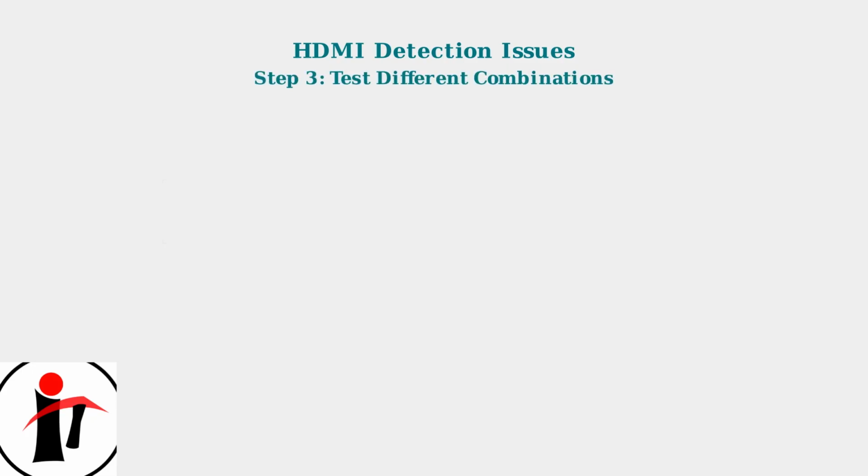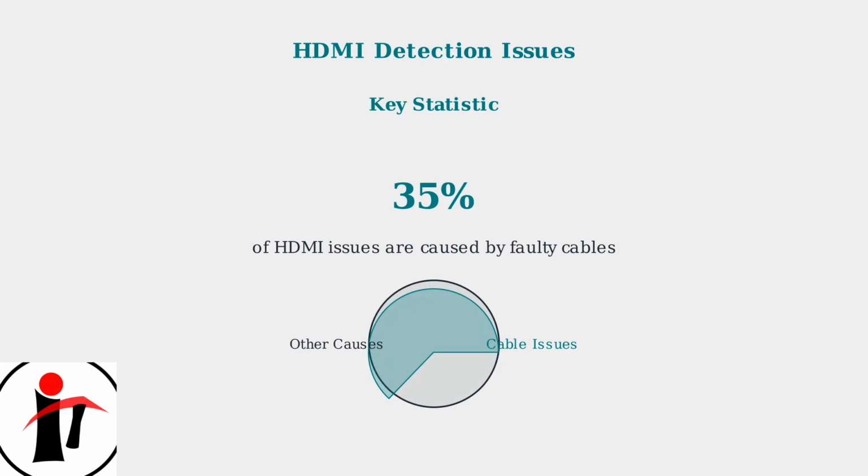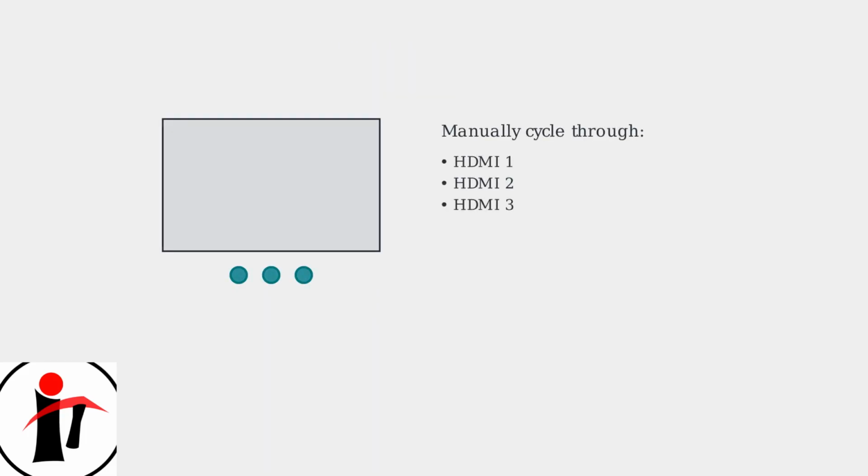To isolate the problem, try different HDMI ports and cables. Test multiple combinations to determine whether the issue lies with a specific port, cable, or device. This systematic approach is highly effective. Statistics show that faulty cables are responsible for 35% of all HDMI detection issues, making cable testing a crucial first step. When physical connections are confirmed working, the next step is troubleshooting your monitor's internal settings.